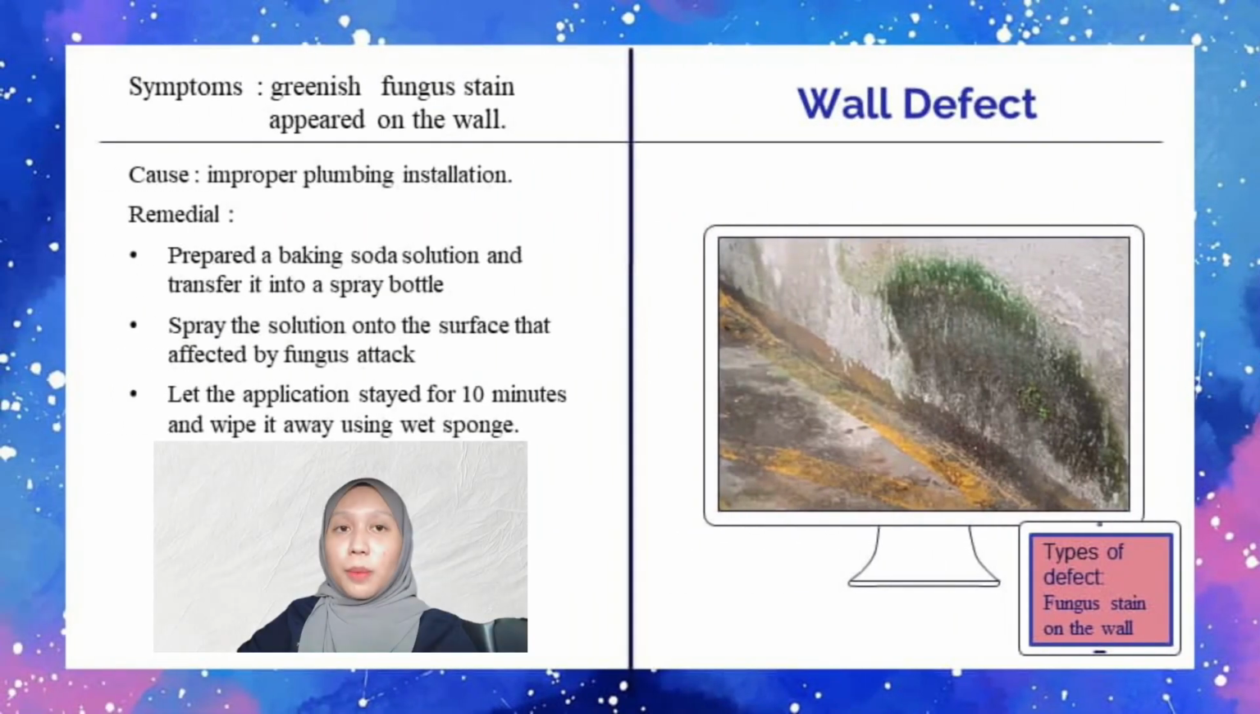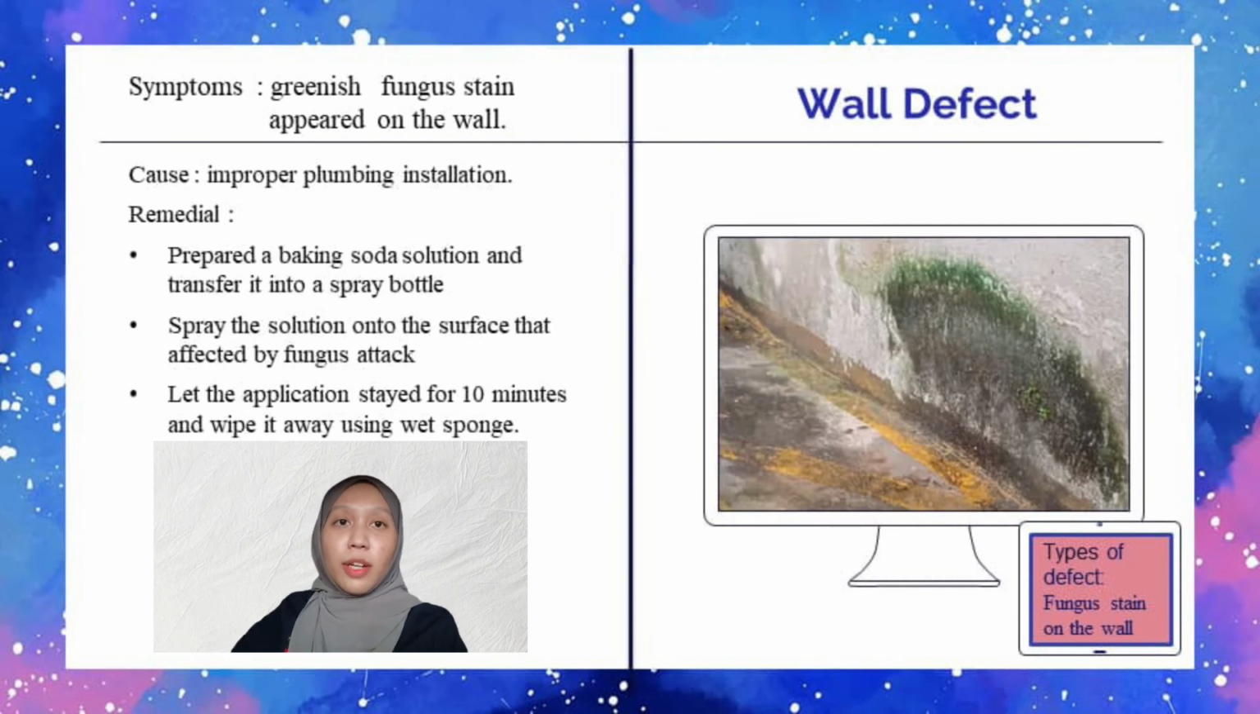The defect I will be presenting is the wall defect which had fungus stain on the external wall of the house. We can clearly see that there is some greenish fungus stain appearing on the external wall as the picture shows. The damage occurred due to water leakage from heavy rain that fell onto the floor and bounced against the wall. Next, the fungus stain happened due to improper plumbing installation.